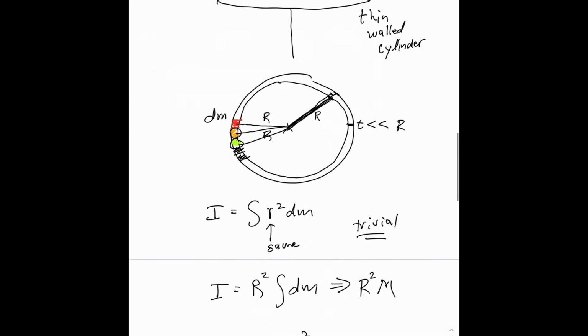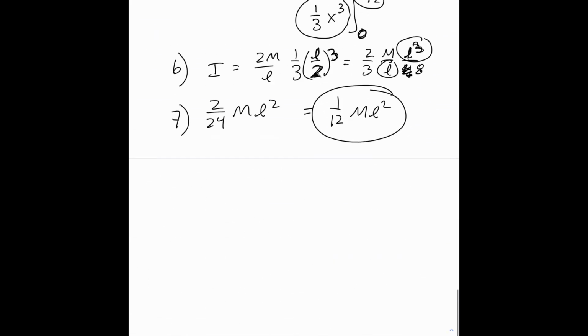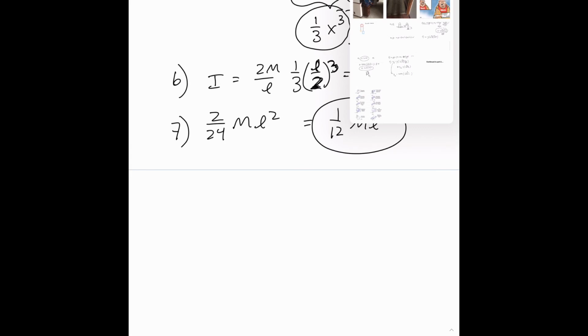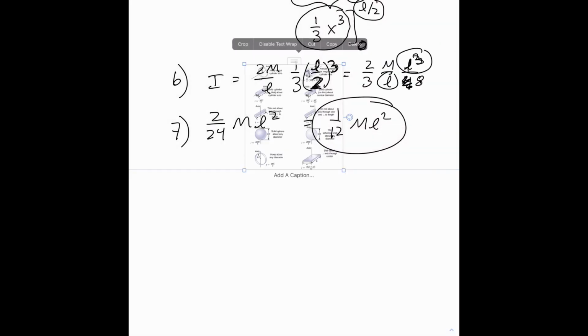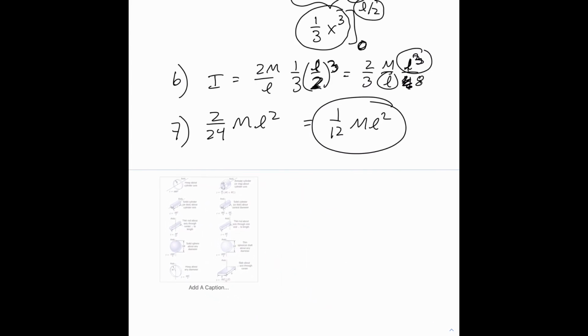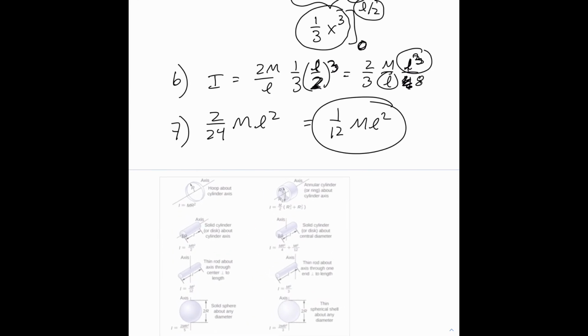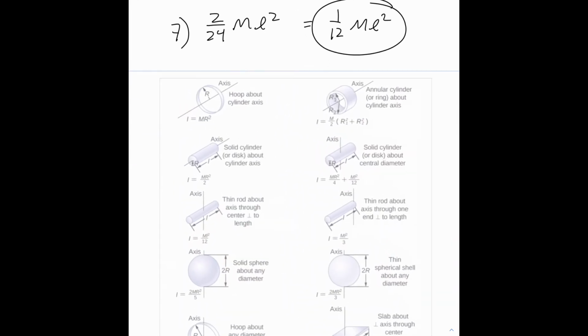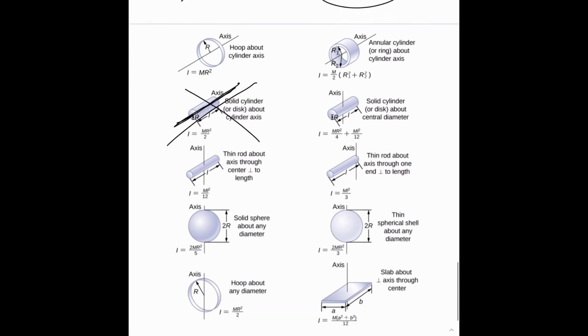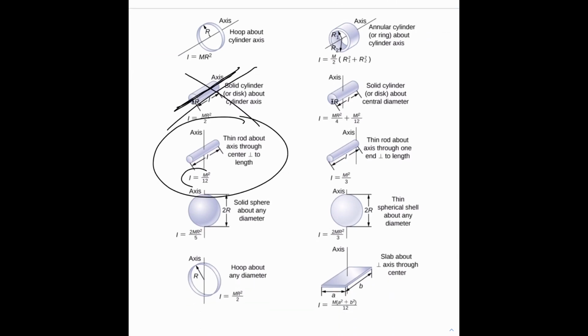Let's double check that. Let's insert a photo. Oh, this isn't the one I wanted to look at. That's the rod about its central axis going this way. Here's the one we're looking at. Yeah. The rod about an axis this way, and it is 1/12 m L squared. Yay.